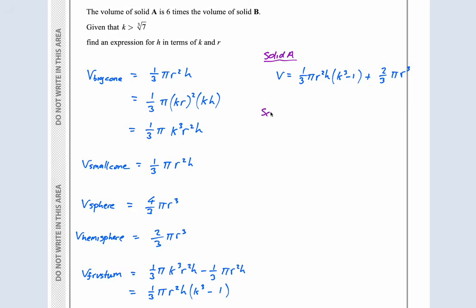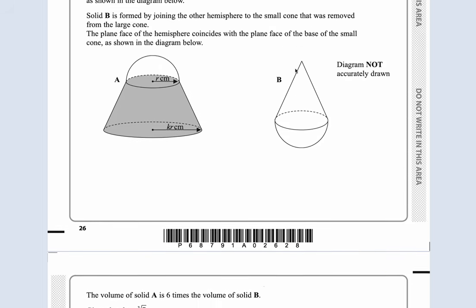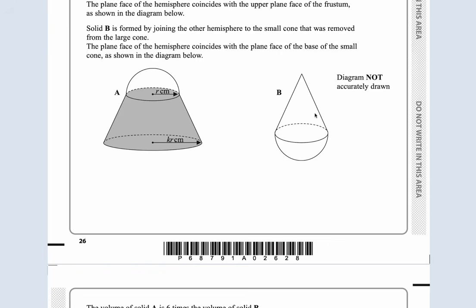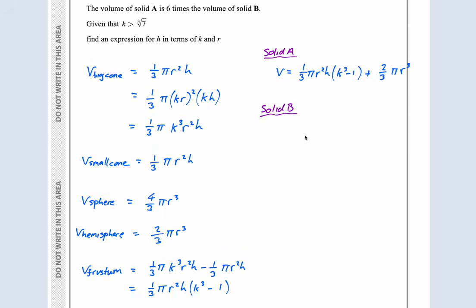Solid B is just the small cone plus the hemisphere. Small cone is a third pi r squared h, plus 2/3 pi r cubed. That is the hemisphere.